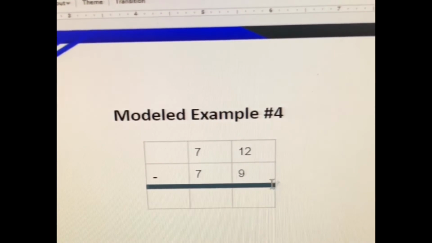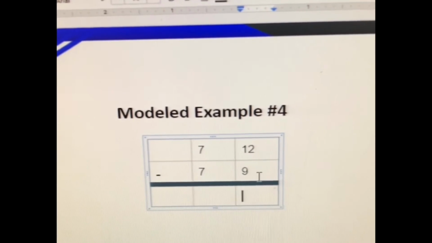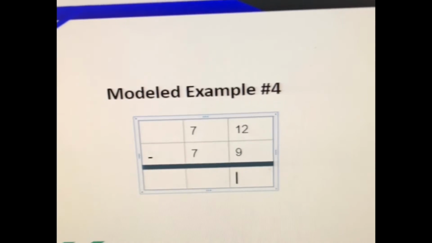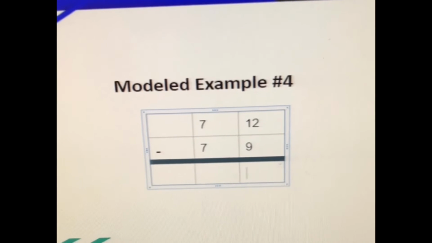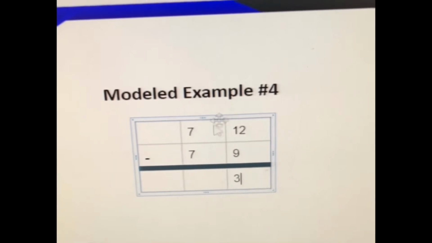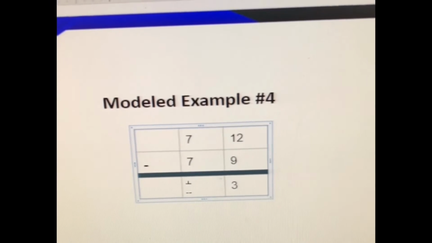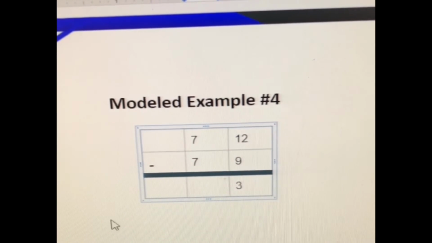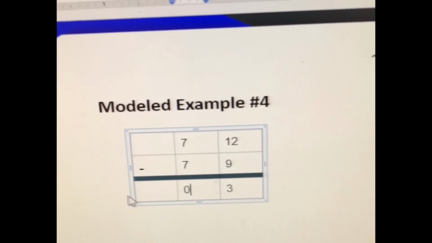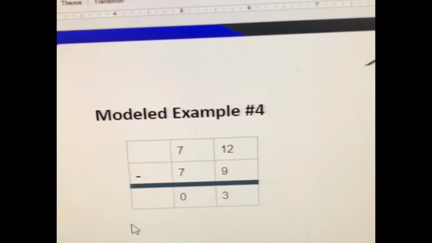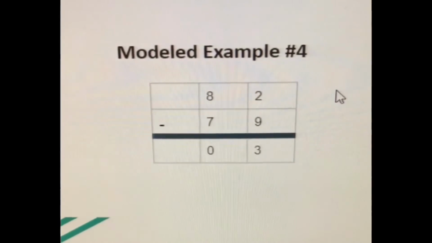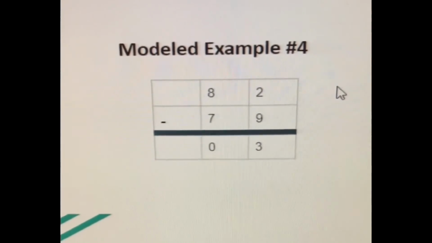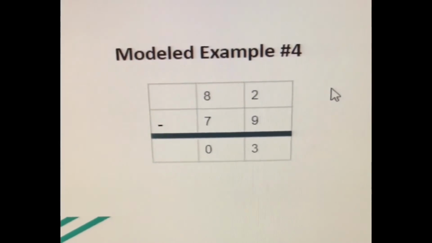Alright, so now we're going to get to the subtraction. We're going to do 12 minus 9. 12 minus 9 equals 3. And 7 minus 7 equals 0. 82 minus 79 equals 3.